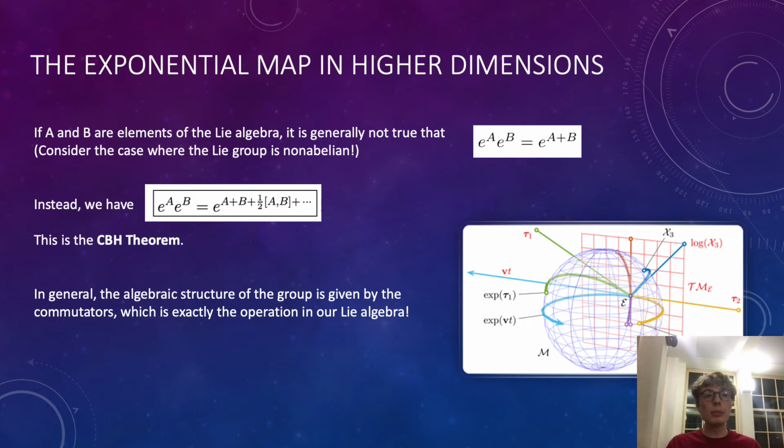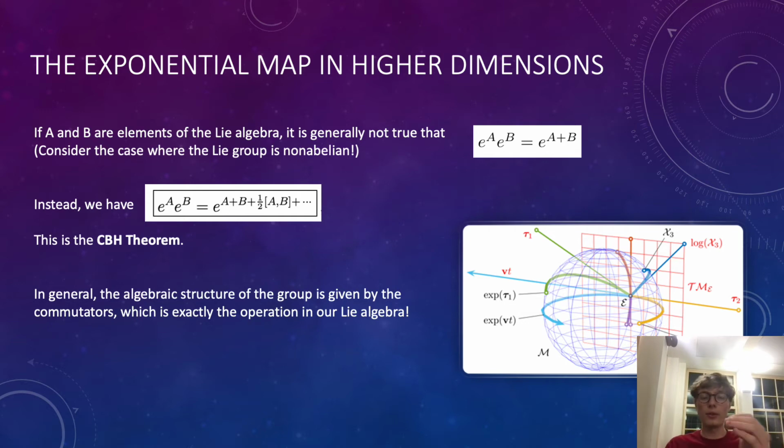This is called the CBH theorem, and it leads to a lot of really important results in the analysis of Lie algebras and Lie groups, because it gives you this really important way of connecting the algebraic structure of your Lie algebra, in terms of addition and the Lie bracket, to the algebraic structure of your Lie group, which is ultimately the thing that you're really fundamentally interested in understanding.